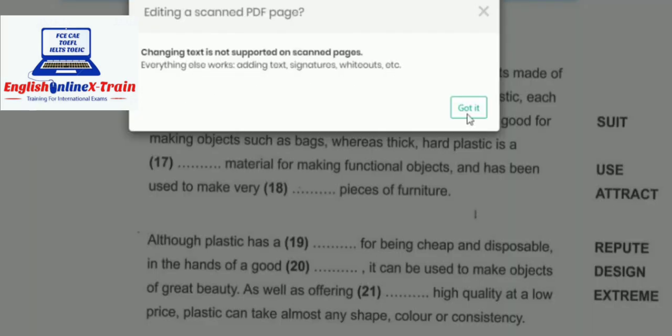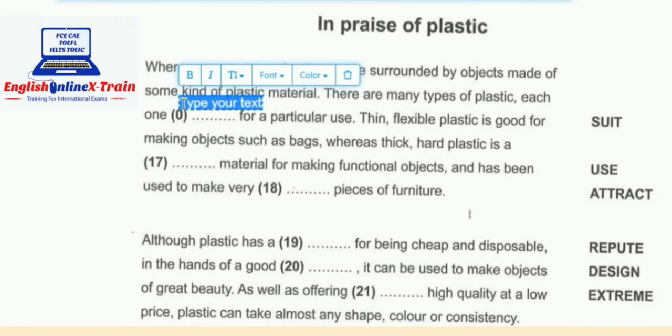Suitable is the same as the word appropriate. So let's type it here. Suitable. Suitable for a particular use. Thin, flexible plastic is good for making objects such as bags, whereas thick, it's making a comparison. It's saying thin plastic is good for making objects, whereas thick, hard plastic is a material for making functional objects.